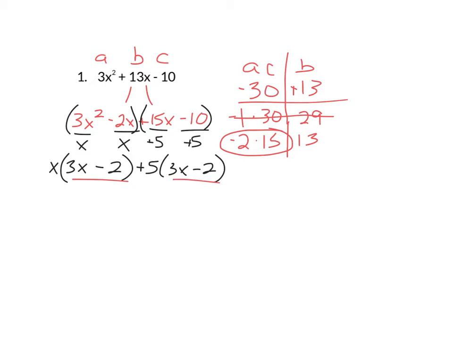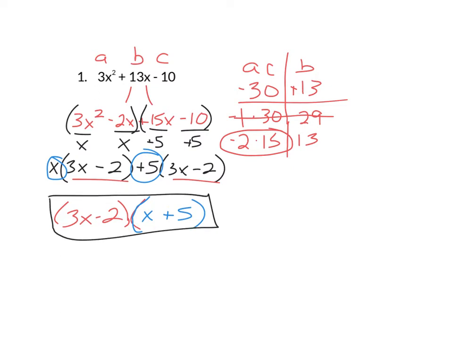So, to find my final factored answer, we're going to take that 3x minus 2. It's the same, so we're going to start with that. And we're going to multiply by the outside, so x plus 5 is the second set of parentheses. So my two factors are 3x minus 2 and x plus 5.